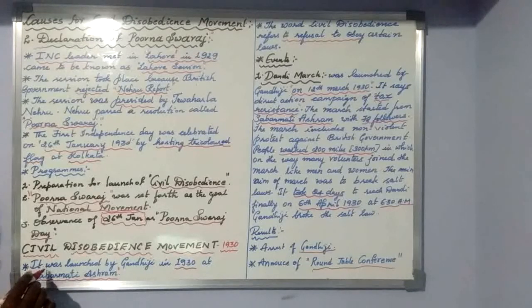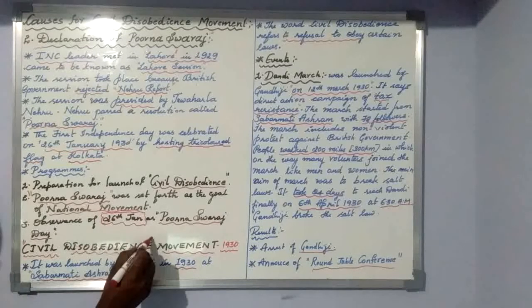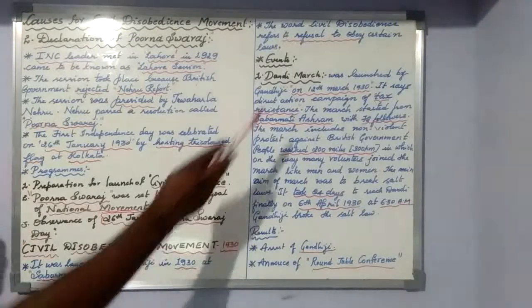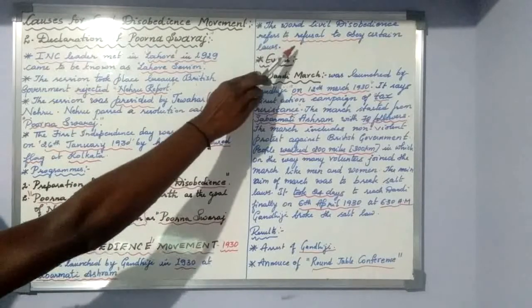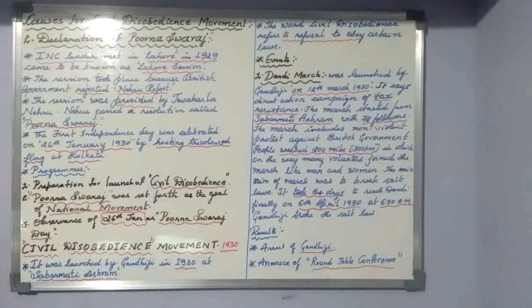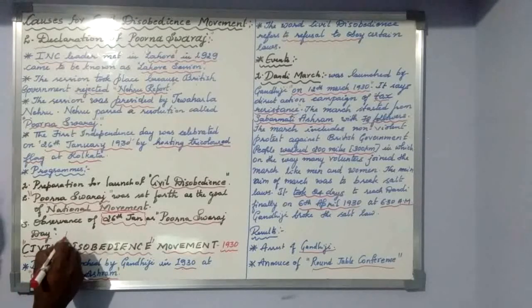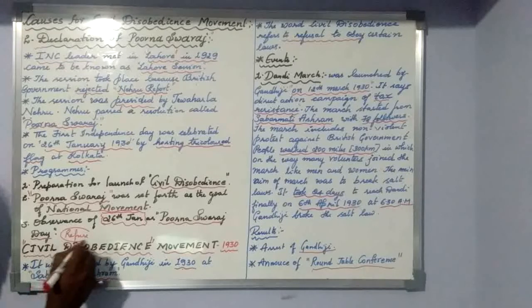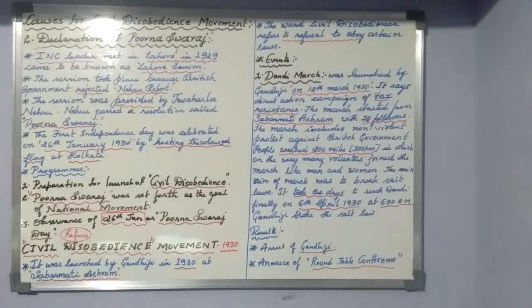Civil disobedience movement, the second national movement, was launched by Gandhiji at Sabarmati Ashram in 1930. What is civil disobedience? The word civil disobedience refers to refusal to obey certain laws. Whatever laws the British government introduced in India, you just refuse. That refusal is nothing but civil disobedience.